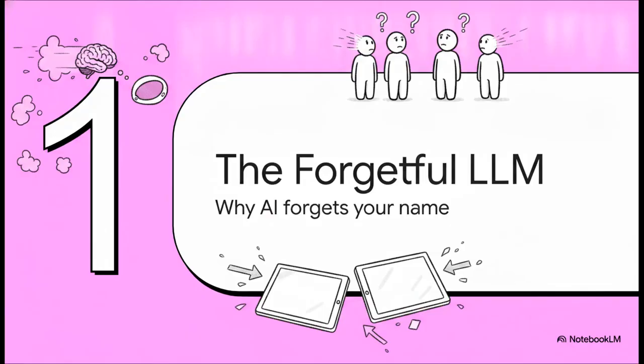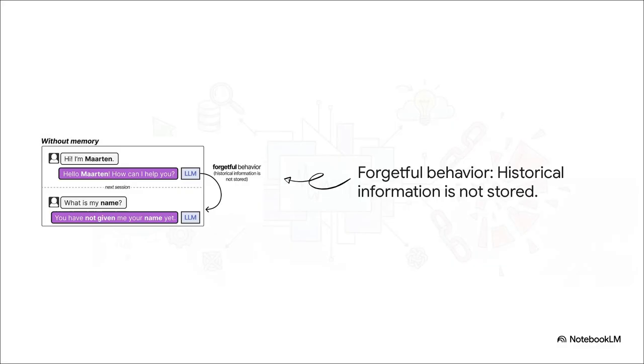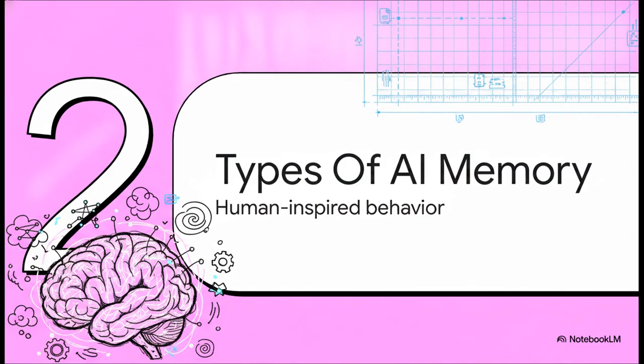All right, part one, the forgetful language model, and why standard LLMs literally can't remember your name. So out of the box, large language models are what we call completely stateless. Basically, they are blank slates between calls. In practice, this means if you say, "Hi, I'm Martin," the LLM replies perfectly in that moment. But the second a new session starts and Martin asks, "What's my name?" the AI has absolutely no clue. It hasn't stored a single drop of historical information. If we want to build a true, helpful personal assistant, this forgetfulness is a massive roadblock we absolutely have to solve.